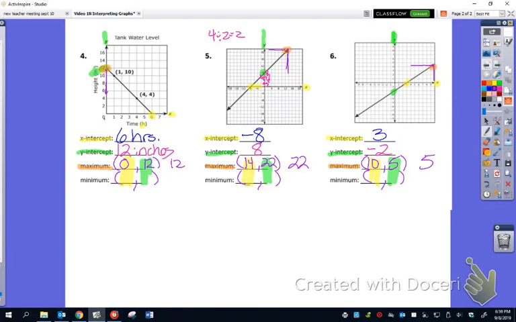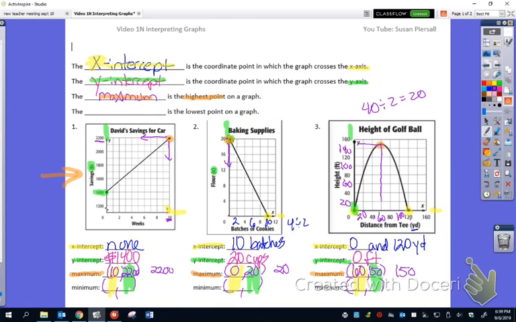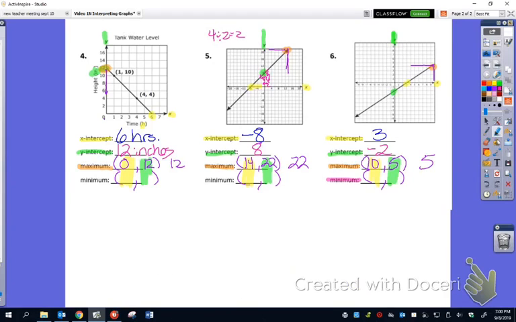Now this time we're going to go back, and you have your pink highlighter. We want to do the opposite of maximum, and we're going to do minimum. Minimum is not the highest. The minimum is the lowest. So we're going to highlight the word minimum, and we want to find the lowest point on each of these graphs. So we want to find the lowest points on each one.